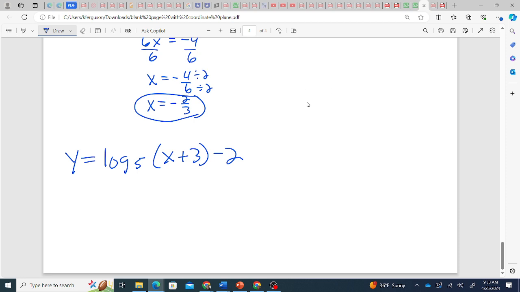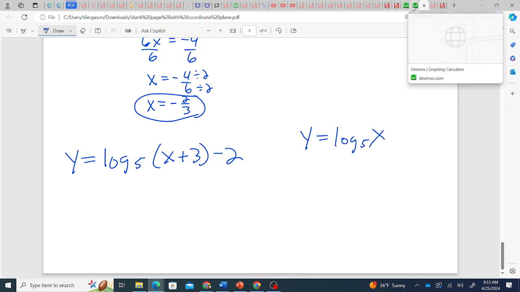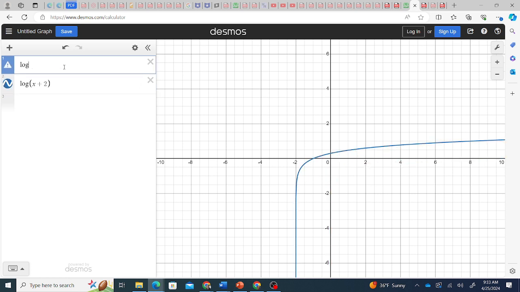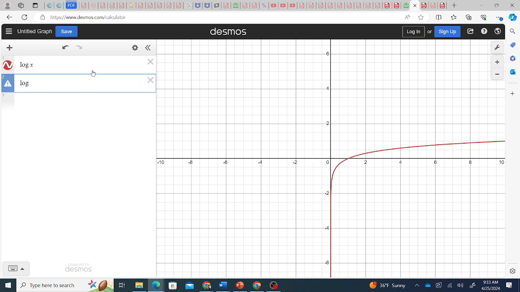Okay. All right, so let's talk about what the heck that means. This is the parent graph. So what the heck does that mean? That means this. So right here, this is log of x. Okay? So that's my parent graph.